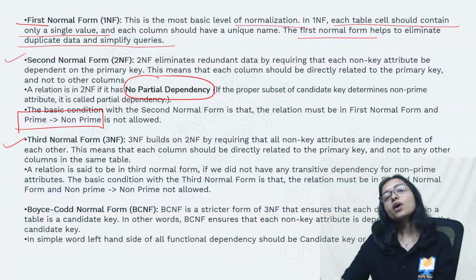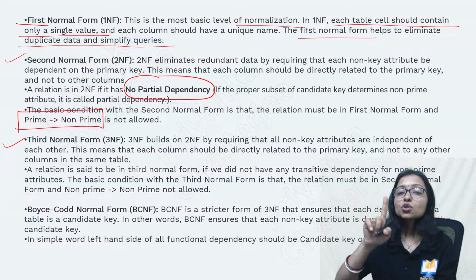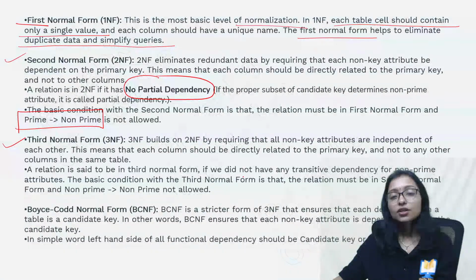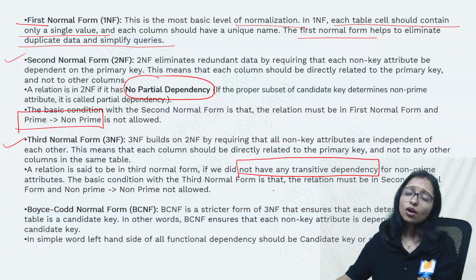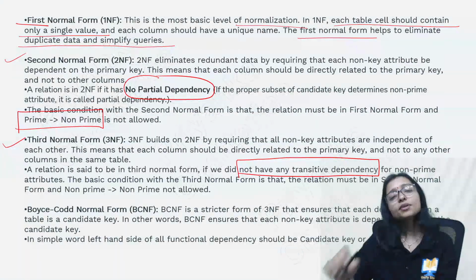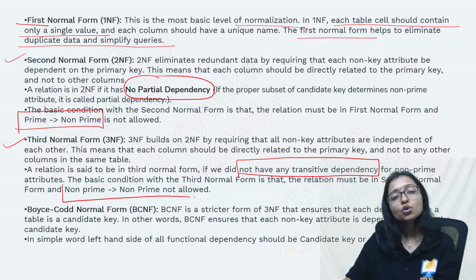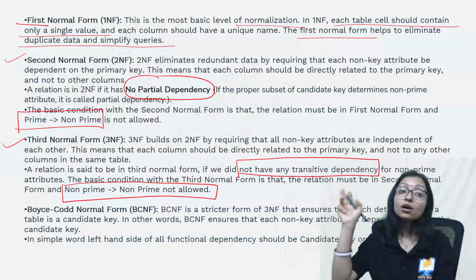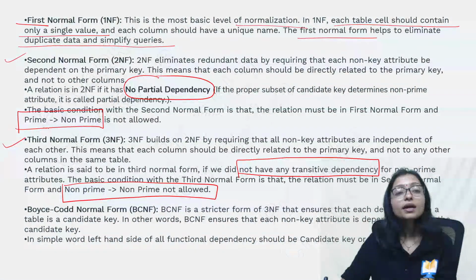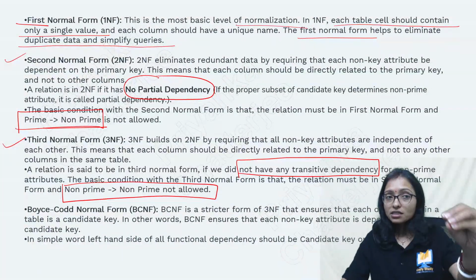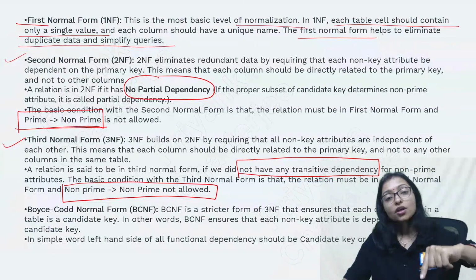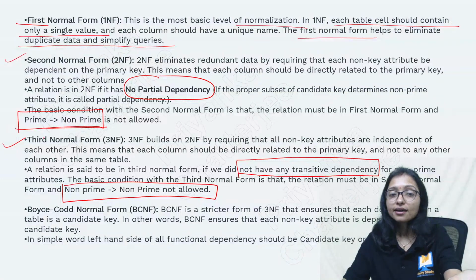In 3NF, what is happening? 3NF does not allow any transitive dependency. What is the meaning of transitive dependency? Transitive dependency means non-prime to non-prime is not allowed, and prime to non-prime is also not allowed. Whatever constraints are there in first and second normal form are also there in third normal form. With that, one extra is added here.